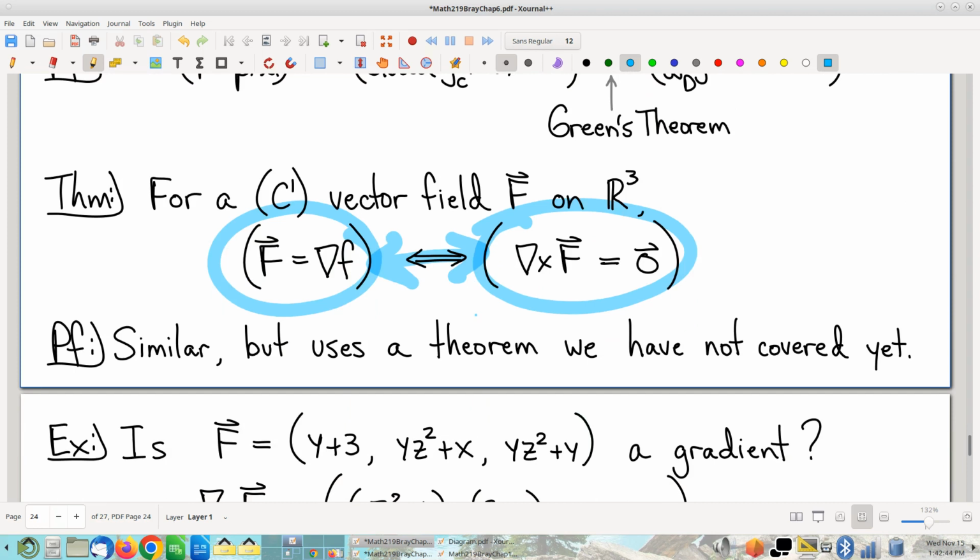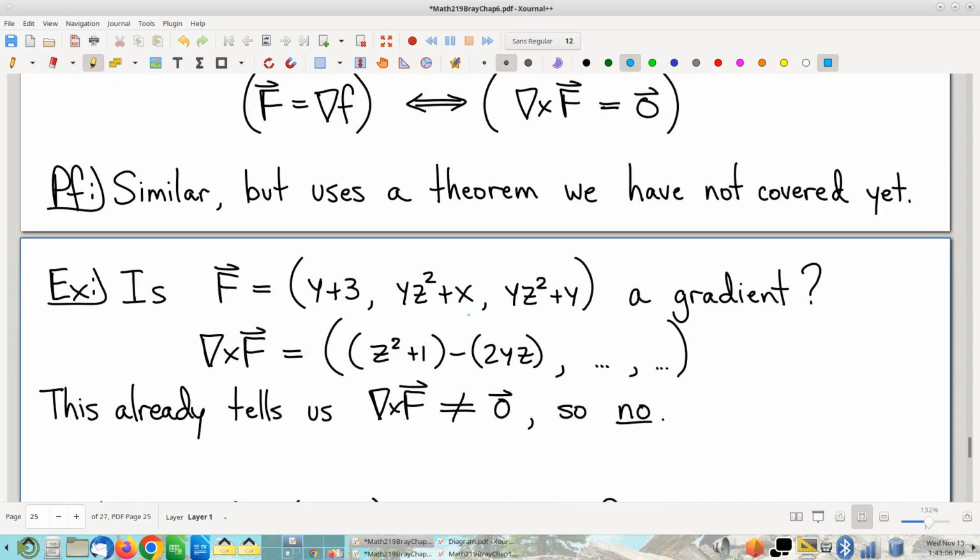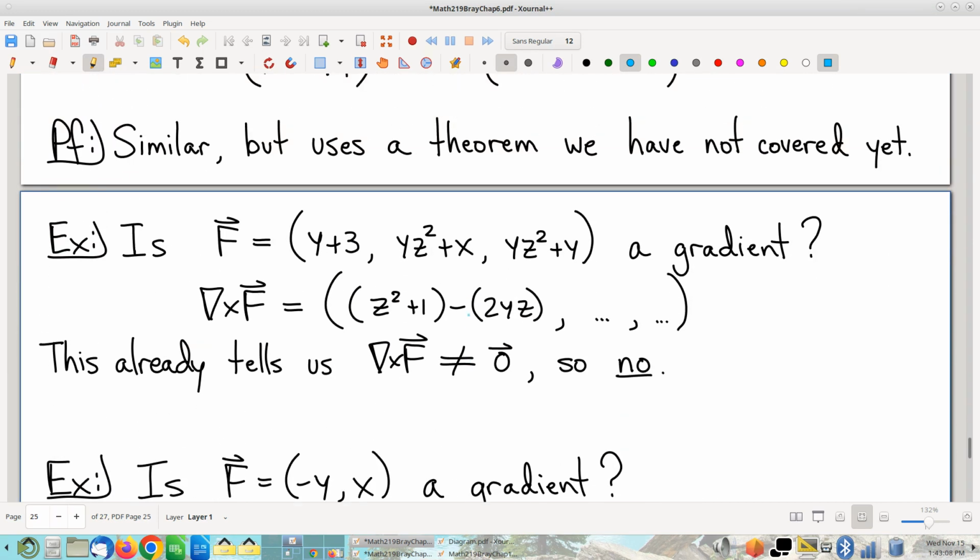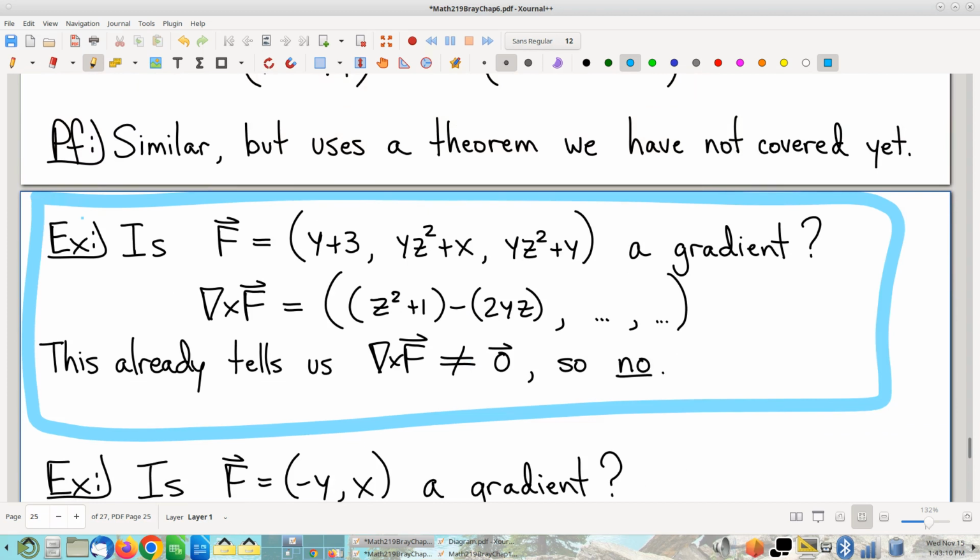We just haven't seen that theorem yet. We will not too long from now. It'll be in section 7.3, and it's a huge theorem, wonderful theorem. And so we'll be able to fill in the blank later as to why this theorem works. But nevertheless, this is the test if you're in 3 dimensions. So let's see how this works in practice. Here's an explicit example. Here's a vector field.